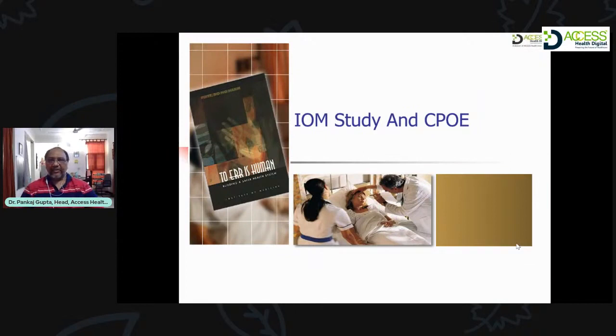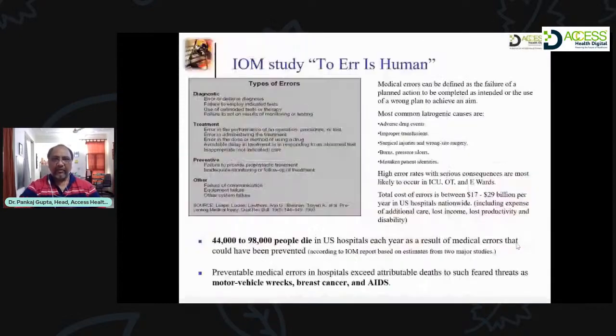An Institute of Medicine study happened in the US. The Institute of Medicine released a report called To Err Is Human. This report was a landmark in the US. What it said was that about 98,000 people die in the US every year because of preventable medical errors.